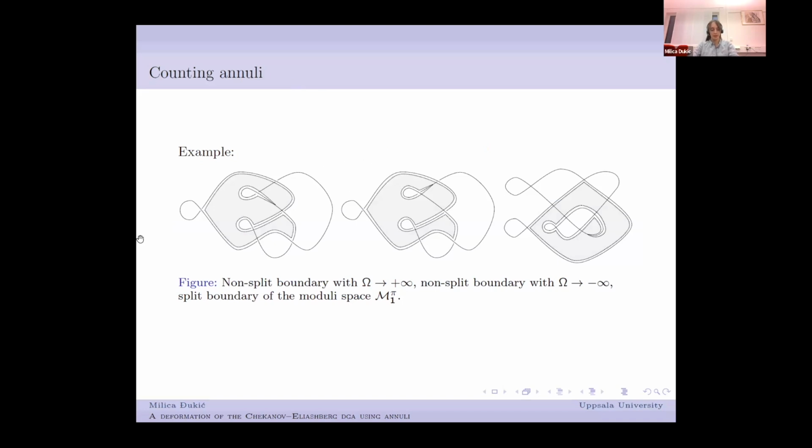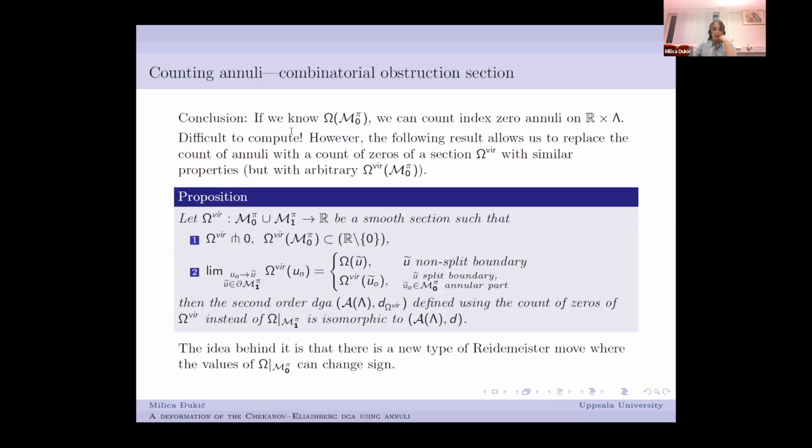And one can define some orientations here. It is actually necessary to work with Q coefficients, but I didn't say that, maybe important. Yes, so here we can see that. And we can conclude more. We can say that, okay, now if we know the values of omega at M0P, we can actually count all index 0 annuli. However, even more, we don't even have to know the actual values, but only the signs. However, even the signs might be difficult to compute.